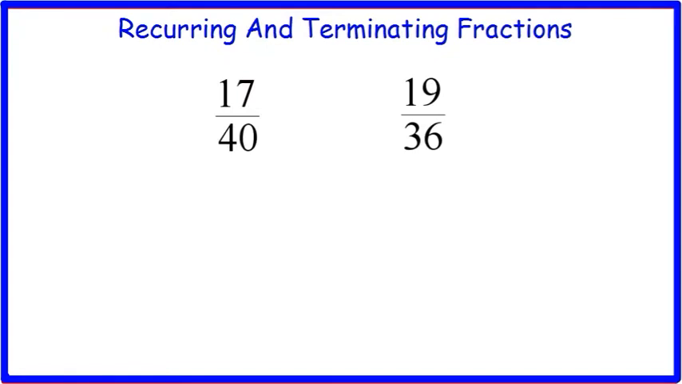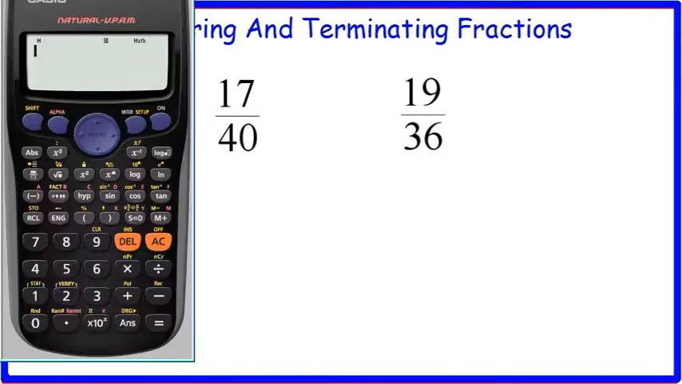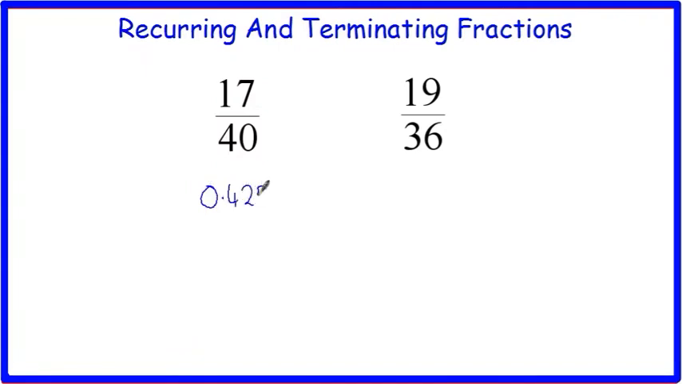Okay, I'm going to type this into the calculator. So 17 over 40. Now when I press equals and press SD, my decimal comes up. My decimal is 0.425. And that terminates. Terminate means to stop. So it stops. It doesn't go on forever.